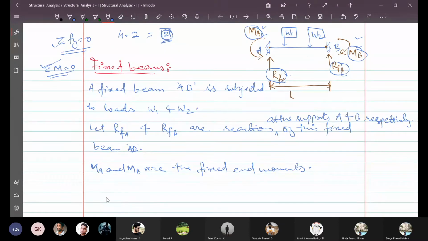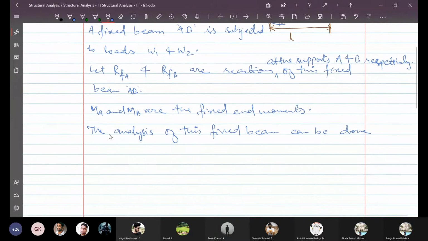Okay, so here we can write: the analysis of this fixed beam can be done in the following two stages.